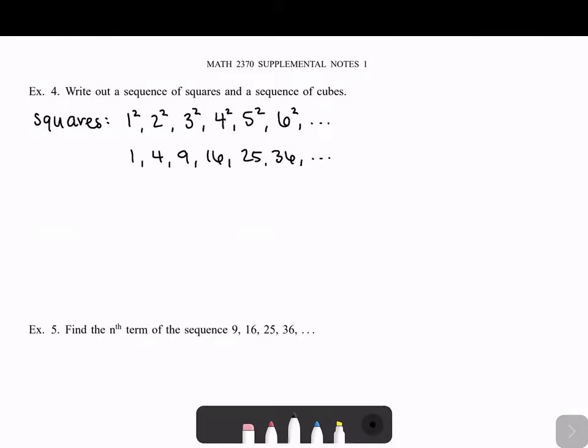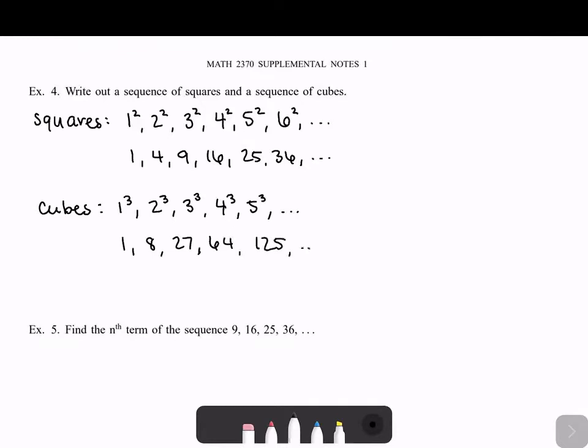So now let's look at cubes. So we have 1 cubed, 2 cubed, 3 cubed, 4 cubed, 5 cubed, and so on, which correspond to the numbers 1, 8, 27, 64, and 125, and so on. So you may not have known these squares or cubes off the top of your head, but eventually we'll work with sequences like this so much that you should just be able to recognize that these are cubes of numbers.